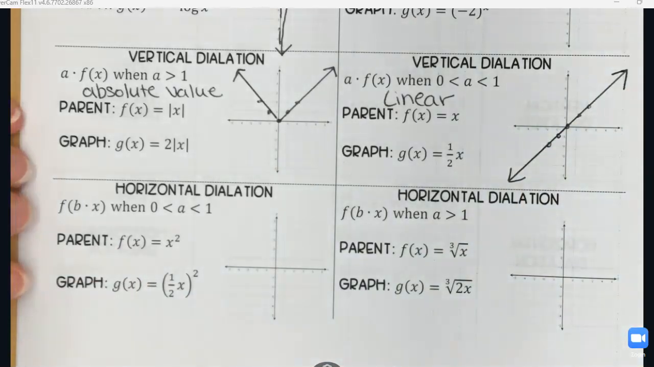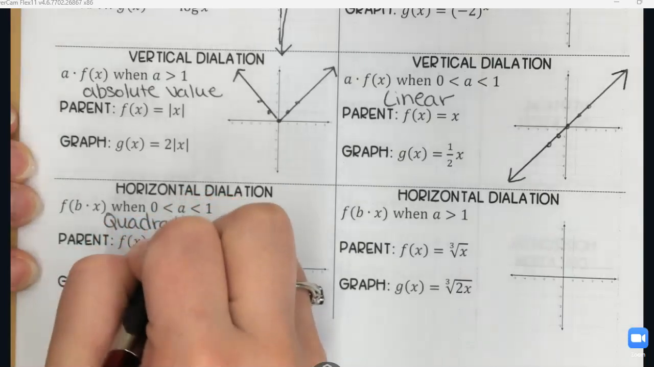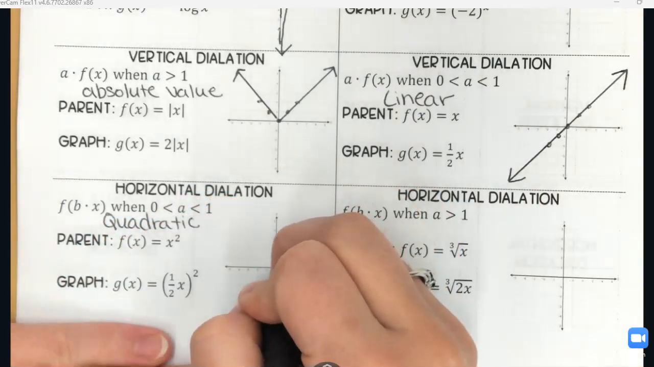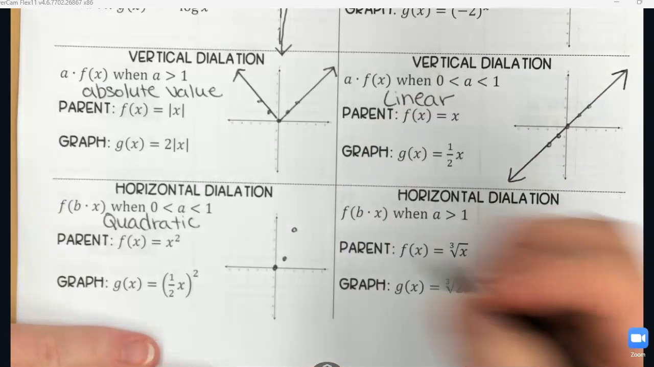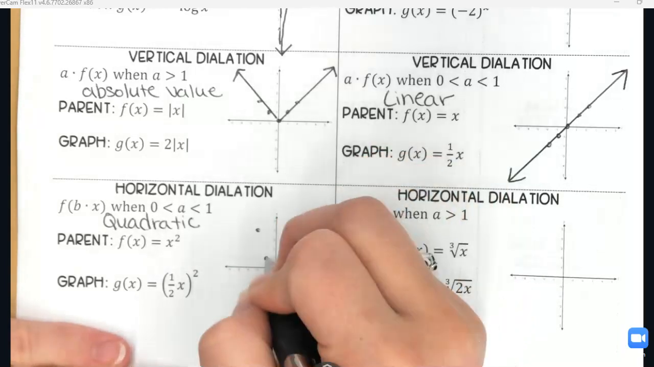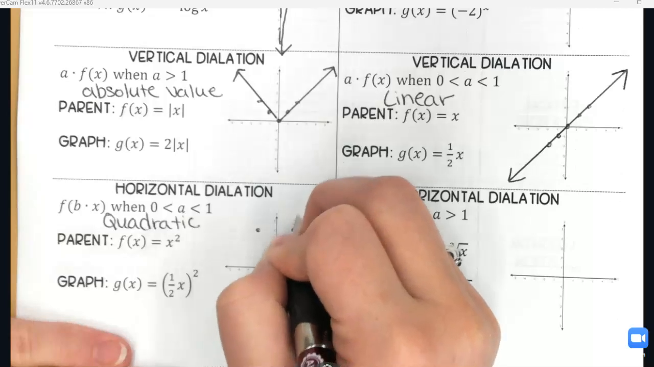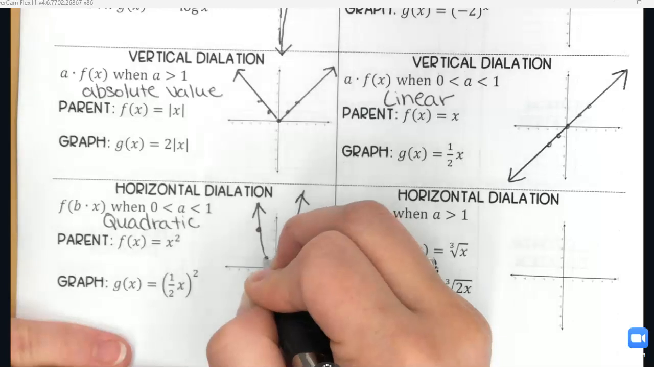Moving into our last row, here we have our quadratic parent function. Some critical points there are (0, 0), (1, 1), (2, 4). If we had more space, we could do (3, 9), (negative 1, 1), (negative 2, 4). And here I get a pretty good idea of what my parabola is going to look like on our graph.